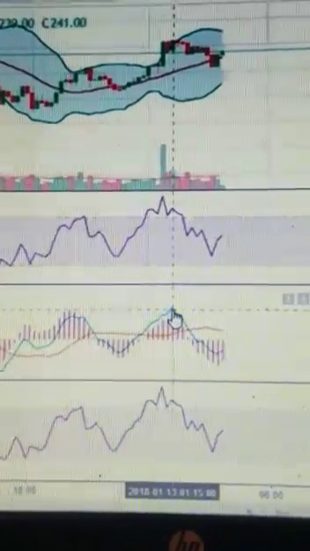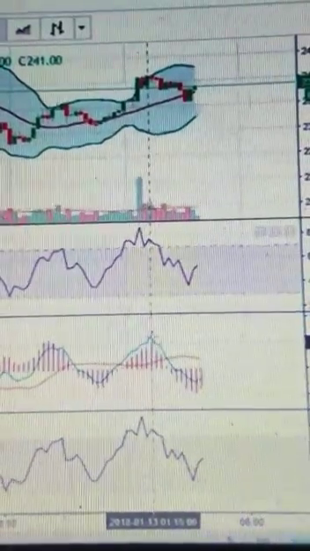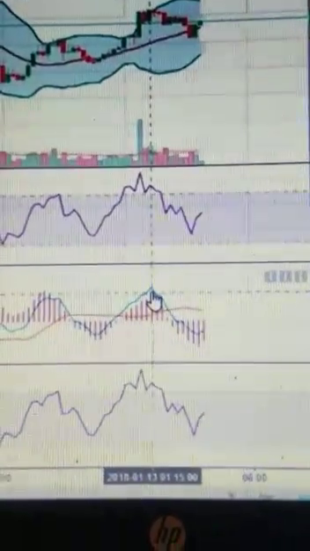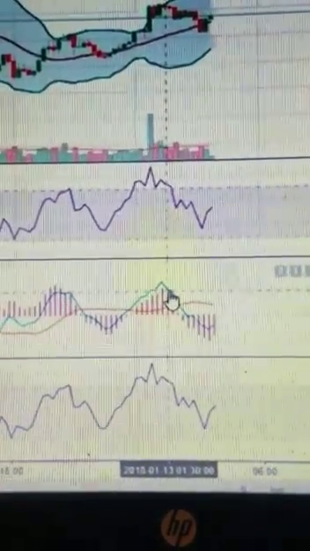So if you wait till that MACD comes down and all your other indicators are lined up, wait till it comes down, then jump in. You can ride it down. There you go.